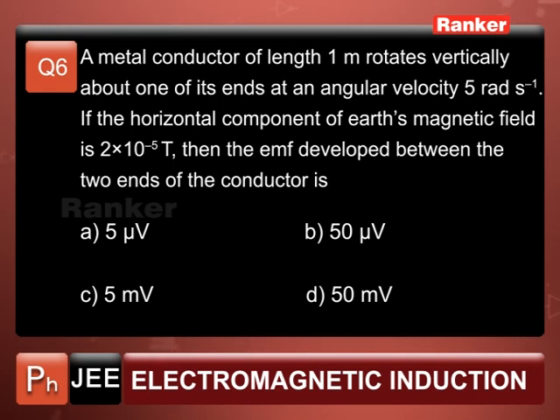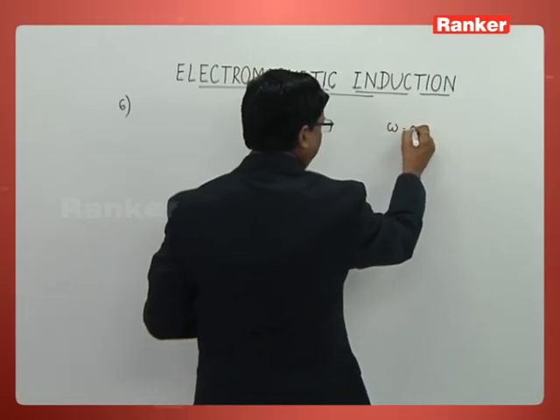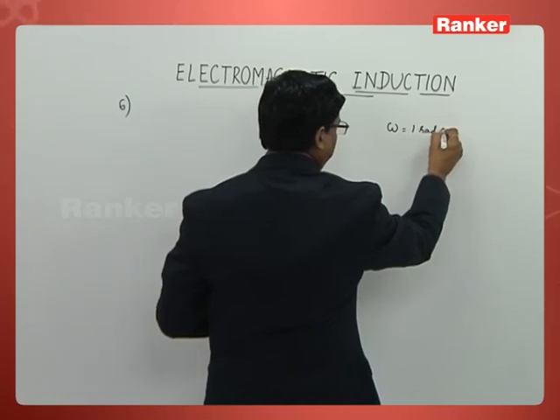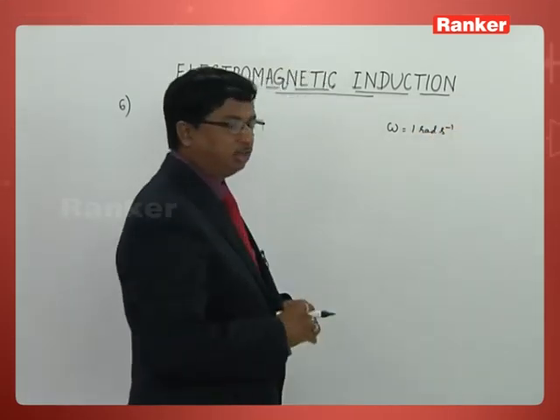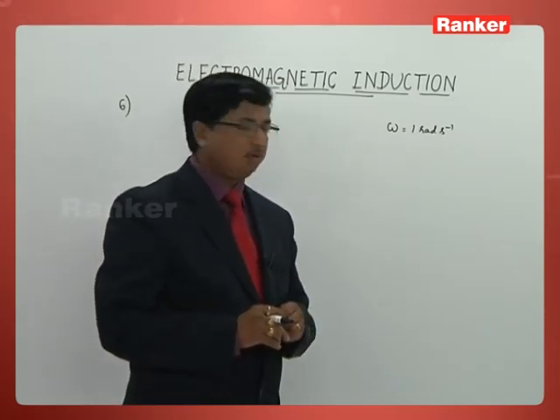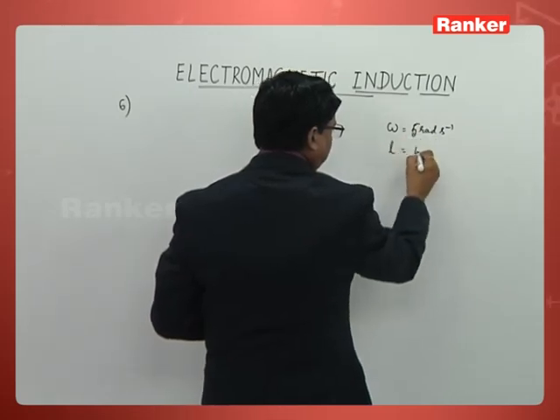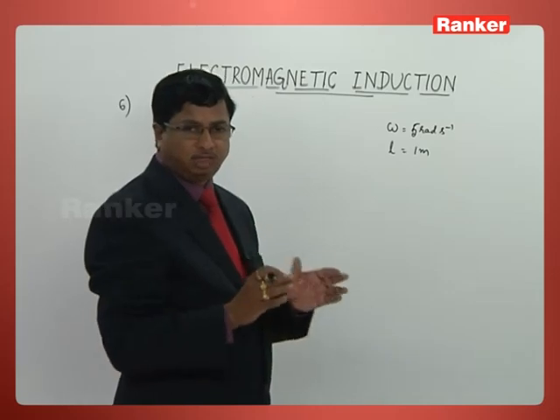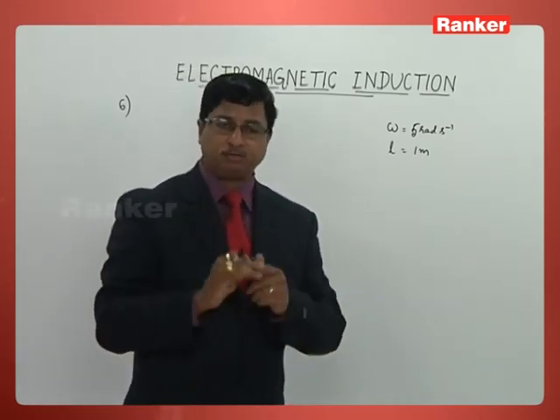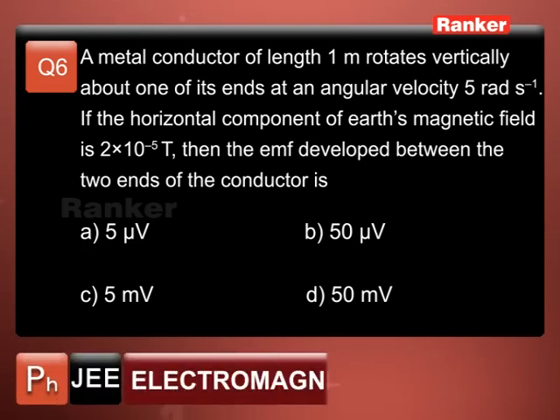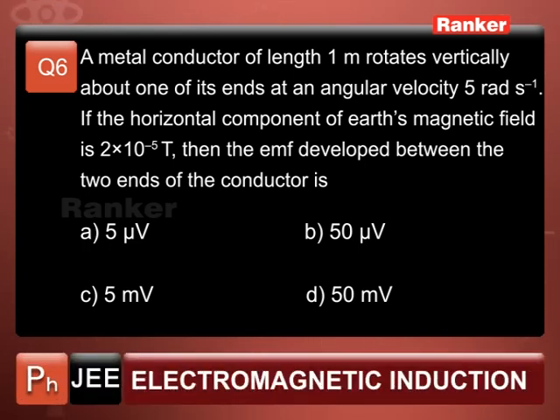He has mentioned very clearly there, omega is given as 5 radian per second, and length is given as 1 meter. These are the two values which have been provided to us first. What next? If the horizontal component of Earth's magnetic field is 2 into 10 power minus 5 Tesla, then the EMF developed between the two ends of the conductor is how much?